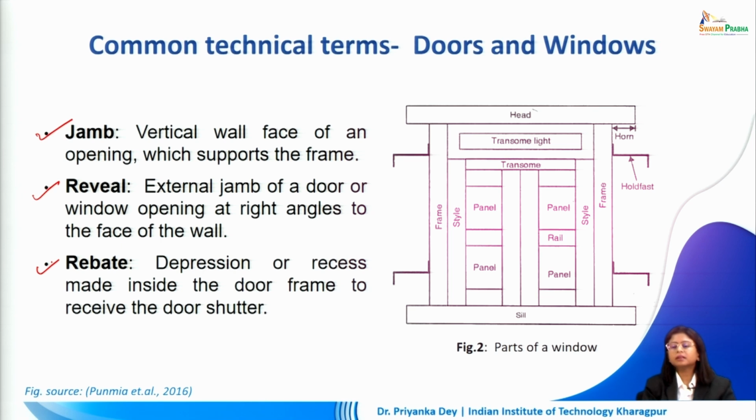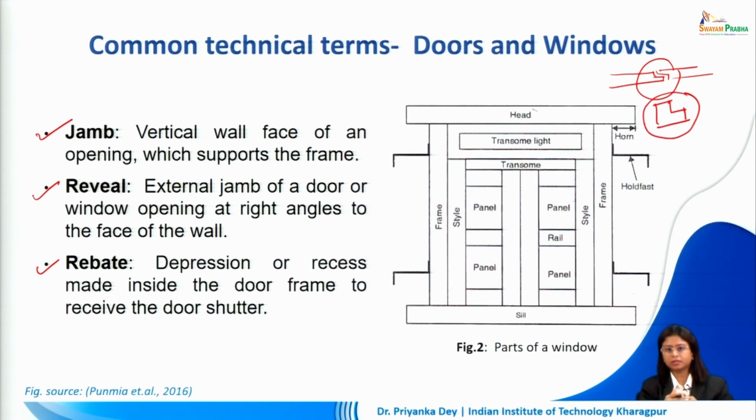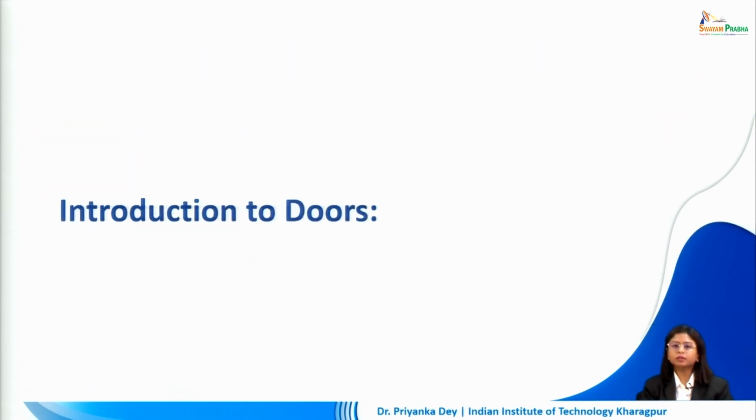The rebate is a depression or recess which is made inside the door frame to receive the door shutter. So, when we are having the door shutters, they come and receive each other at a certain position. So, this cut that has been made to receive the door frame is basically known as the rebate. So, it will help us to receive the shutter within the door. So, we may have a certain cut within the frame or within the door shutter to correspond and meet at a certain point. So, those were the common terms which are associated with doors and also applicable to windows.